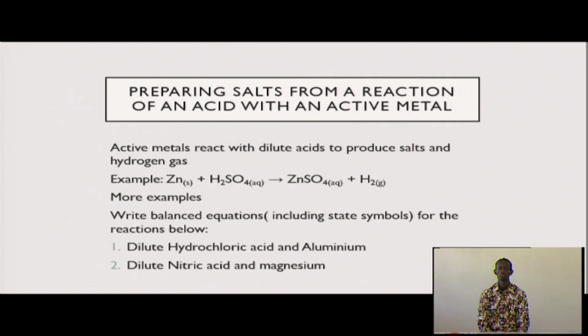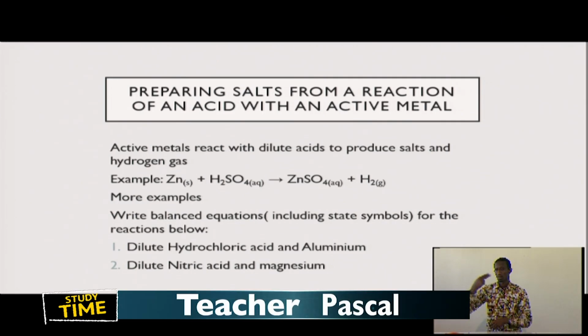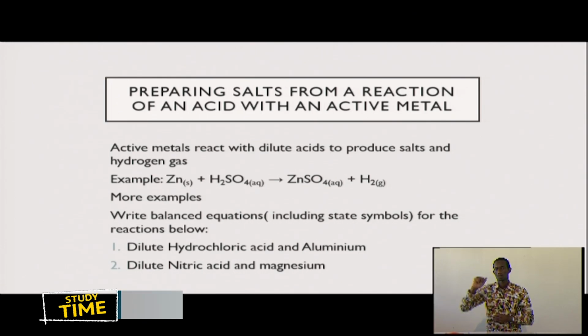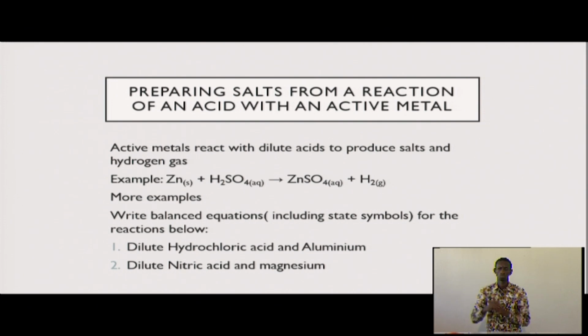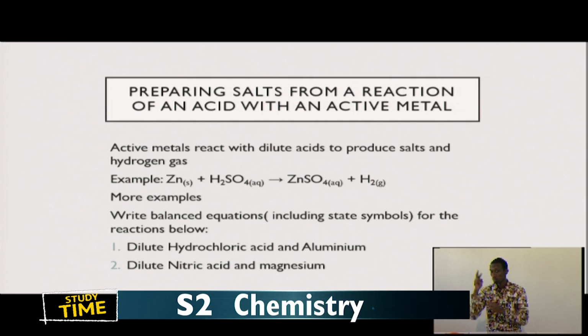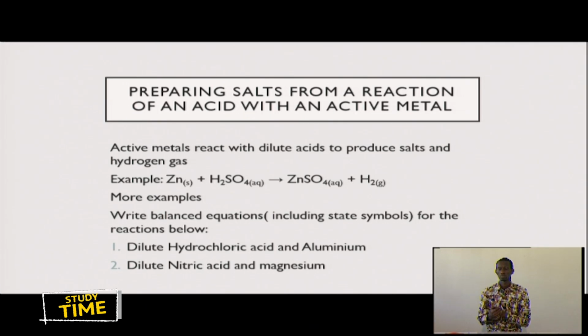Dilute hydrochloric acid and aluminium, you will use the symbol equations. You don't write word equations. And dilute nitric acid and magnesium. Don't forget to put there the state symbols, as I said. And if you don't remember how to write the molecular formula of these substances, then you can take your time and revise. We have covered this in Senior 1 and the previous units of Senior 2.